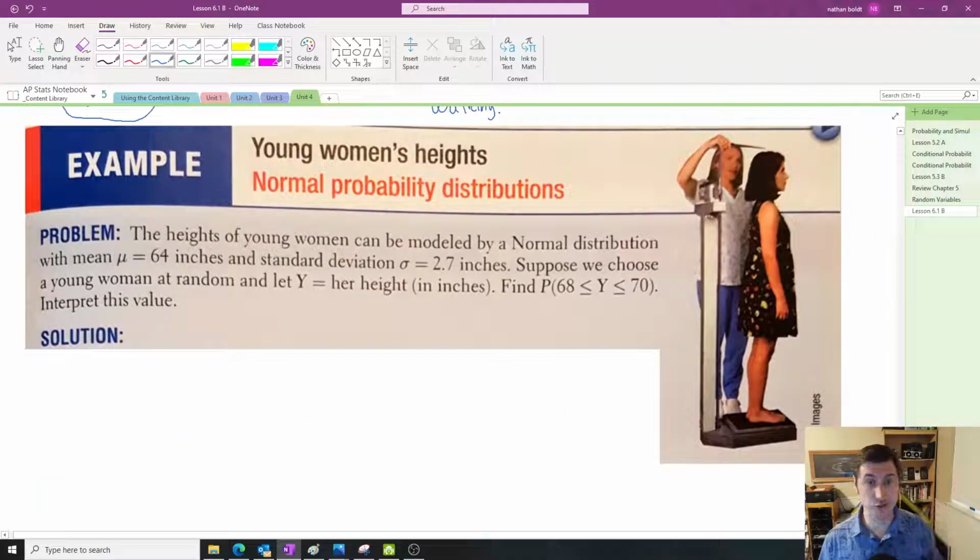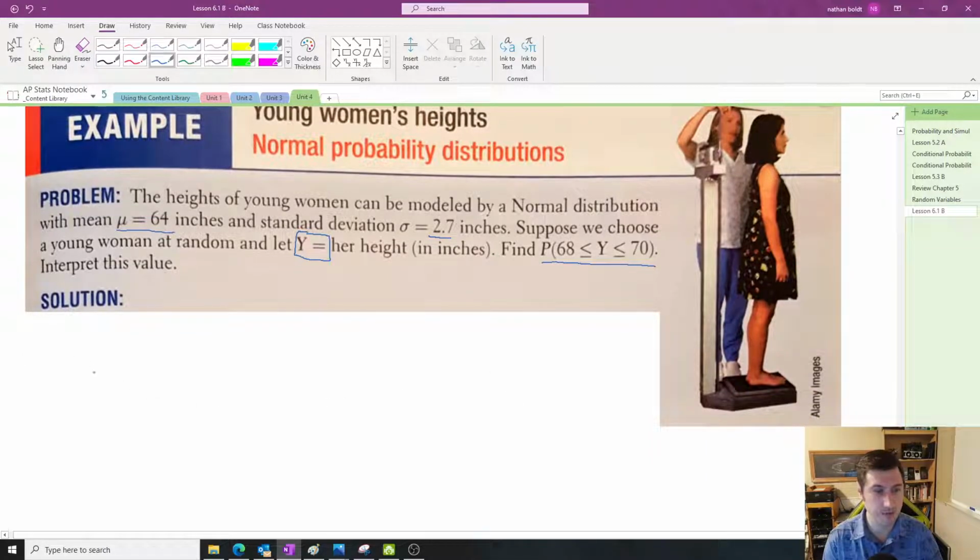All right, last one here, ladies and gentlemen. Now we're going to use the normal distribution curve. The heights of young women can be modeled by a normal distribution with mean of 64 inches and a standard deviation of 2.7 inches. Suppose we choose a young woman at random and let y, here's our random variable, equal her height in inches. Find the probability that y is between 68 and 70.